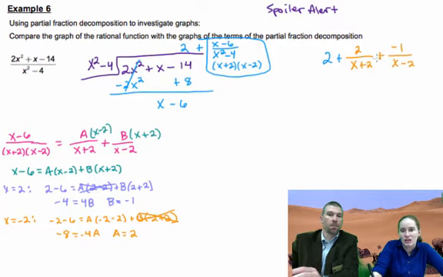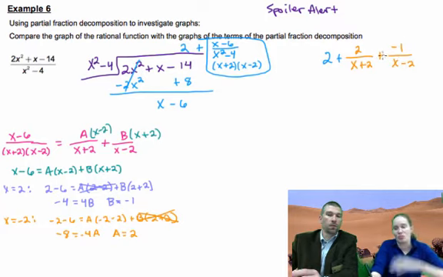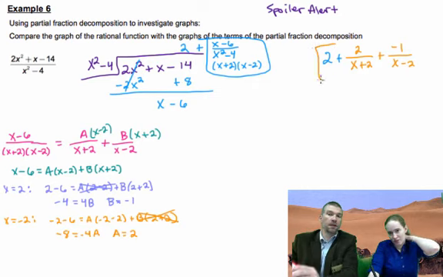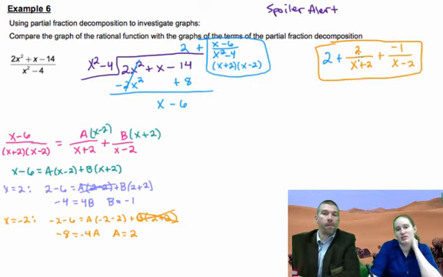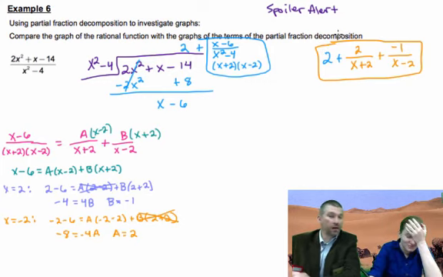You can write this as minus and then not have the minus on top. It's up to you, but you only need 1 minus. This is our partial fraction decomposition, and then the next thing it asks us is to compare the graph of the rational function with the graphs of the terms of the partial fraction decomposition.